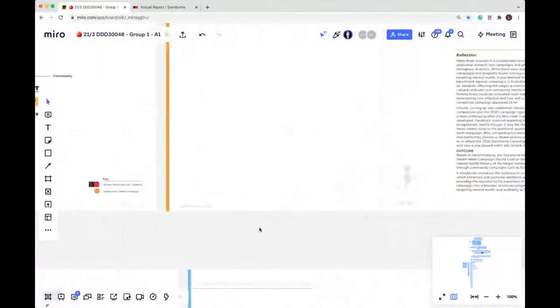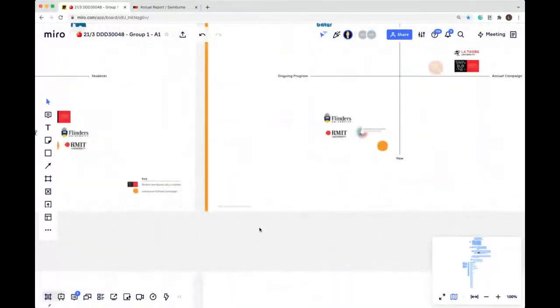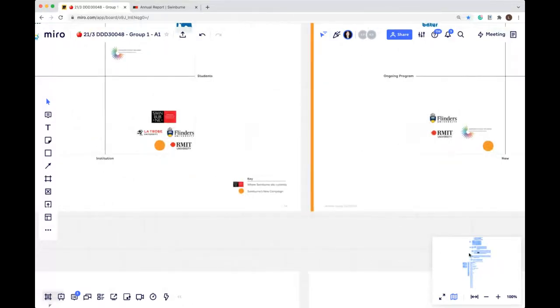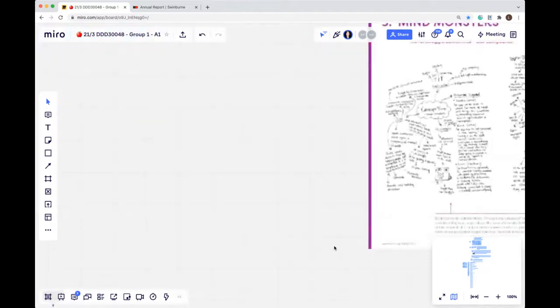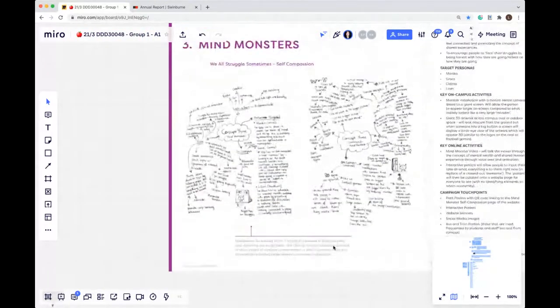So we're just looking at an example of an assignment here, which is already on Miro board, which is Gemma's, which is very, very detailed. We'll all agree. It's at the end of 1A. Oh, here we go.